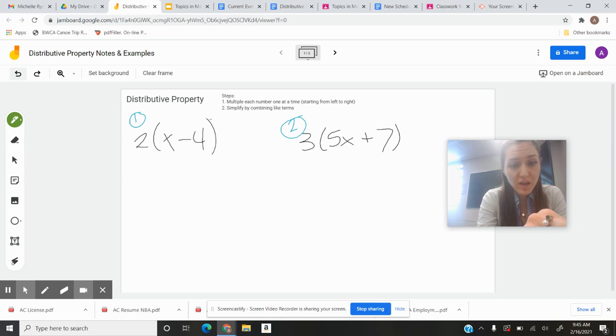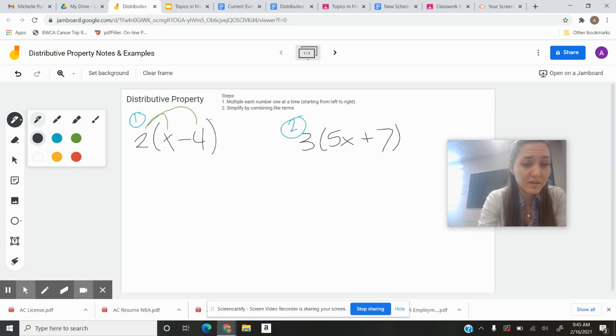Speaking of the steps, our first step is to multiply each number one at a time, starting from left to right. So we're going to take this 2 times the x. We're also going to take this 2 times the -4. I've drawn my little arcs, and that's just a way for me to know what numbers I am multiplying.